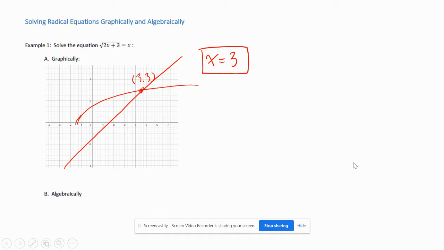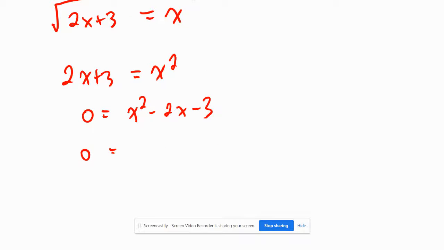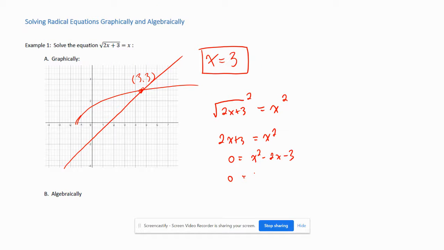Solving this one algebraically, we go square root of 2x plus 3 equals x. Then we square both sides. That means we get 0 equals x squared minus 2x minus 3. I'm going to solve this by factoring. This guy factors really nicely: 0 equals (x minus 3)(x plus 1). And therefore we get x equals 3 and x equals negative 1.